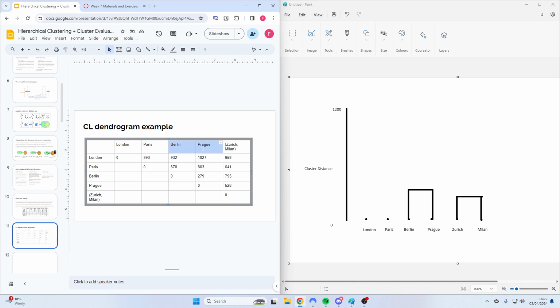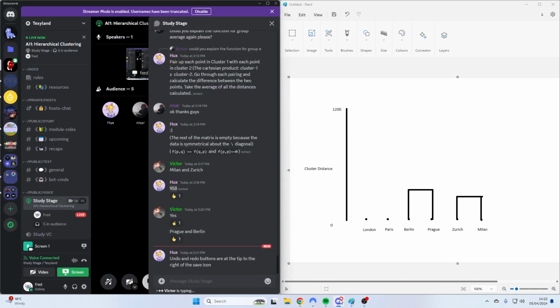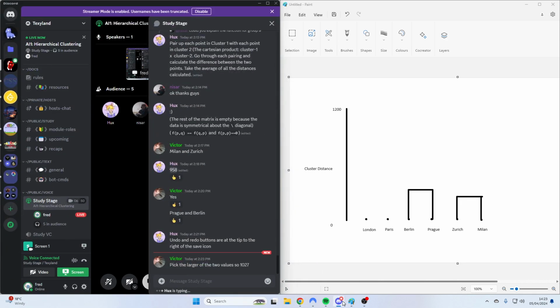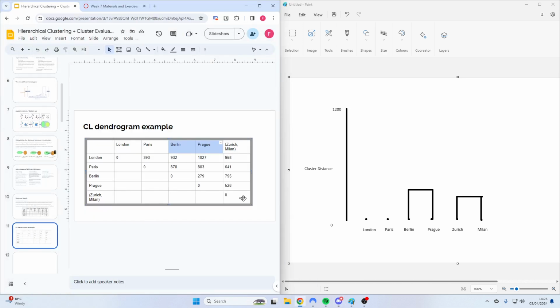So once again, we're doing complete linkage. So what's the complete linkage distance between Berlin and Prague as a group and London? How would we work that out? Yep. Everyone agree with Victor? Yep, so complete linkage. We're looking at the maximum distance between any two pairs. So the pairs here are London and Berlin, London and Prague. So we take the maximum, which is 1027. The next one, we've got a pair Paris to Berlin, 878, and Paris to Prague, 883. So the maximum is 883.